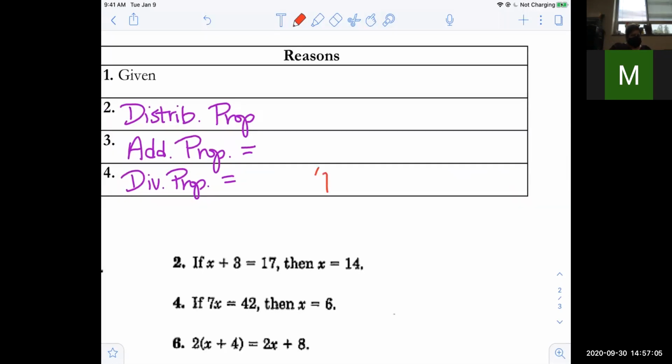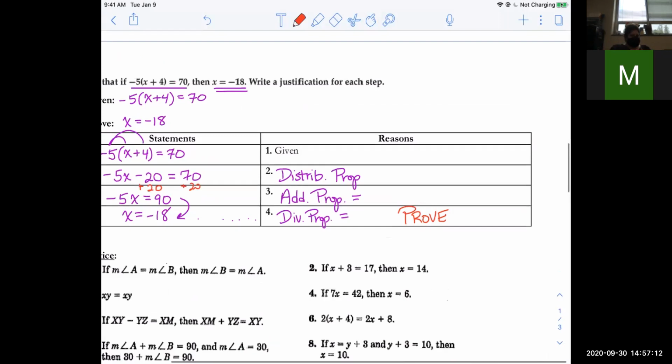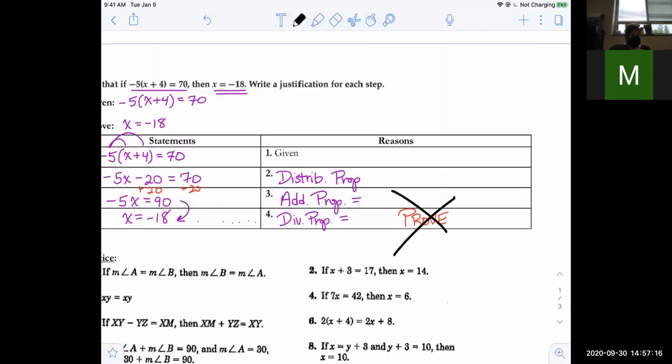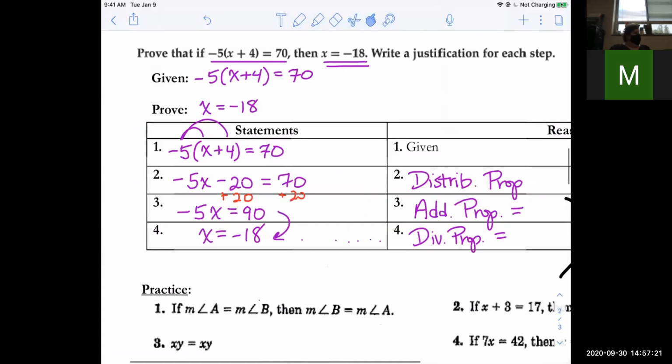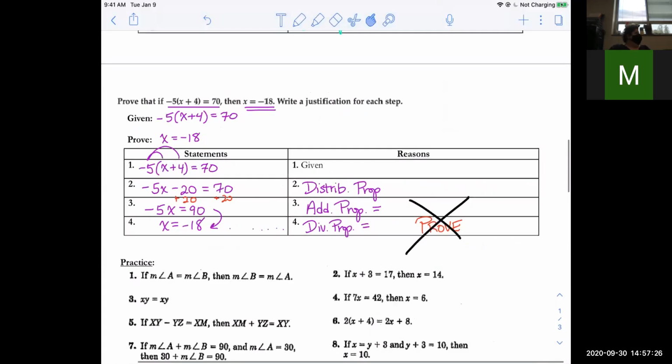Tell me why it's wrong to use prove as a reason. You're never supposed to put prove. Why not? Okay, proving is the process, right? Prove is a verb. Prove is, okay, now show that this is true. Is this inductive or deductive reasoning? Which one? What did you say? Deductive? Yes. Deductive, because you're going step by step, explaining from one step to the next.